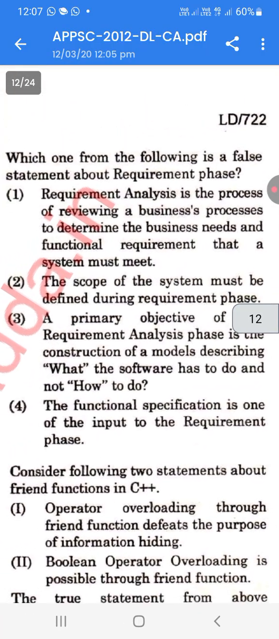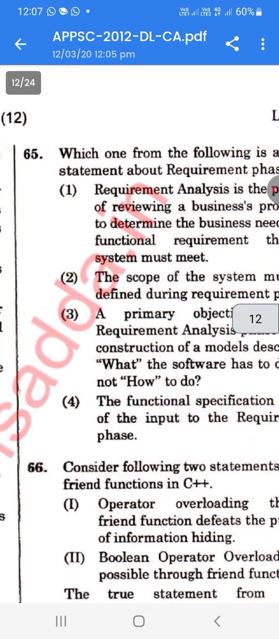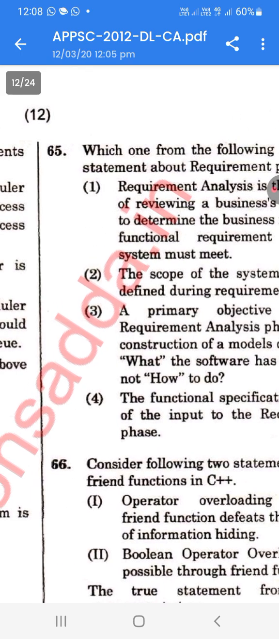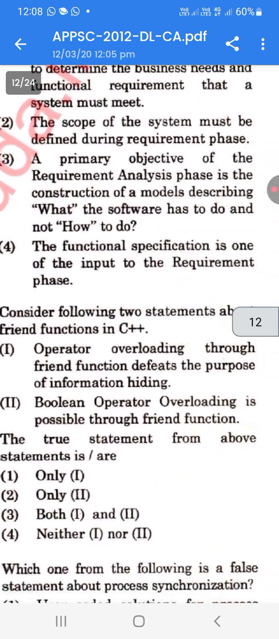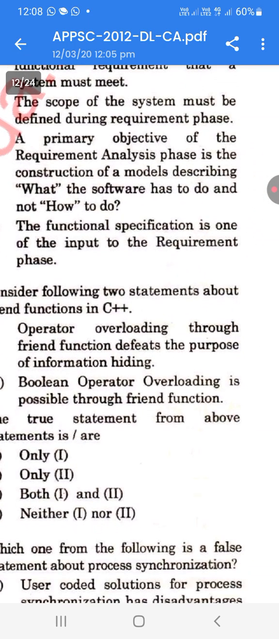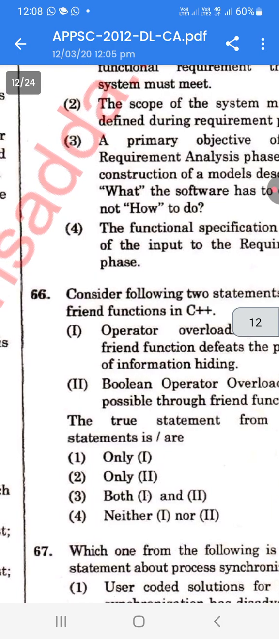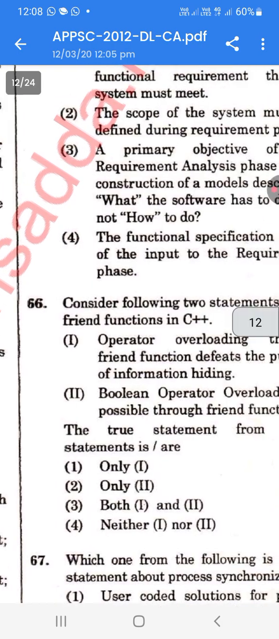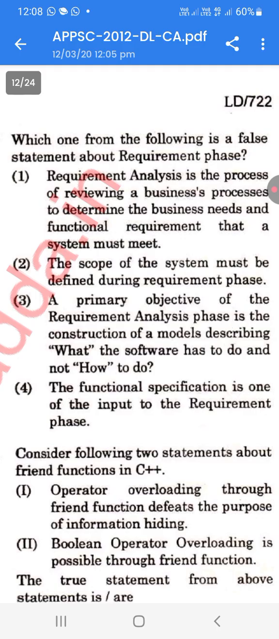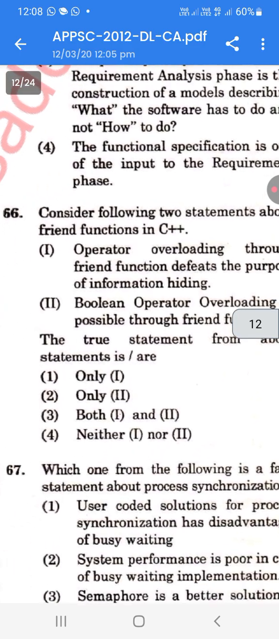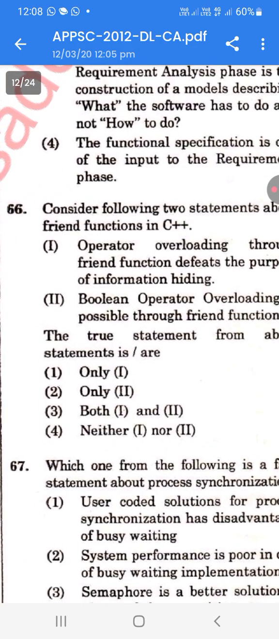Which one of the following is a false statement about requirement phase? 65. Fourth one, the function specification is one of the input to the requirement phase. This is a false statement. Fourth one is a false statement. Remaining 3 are true statements.